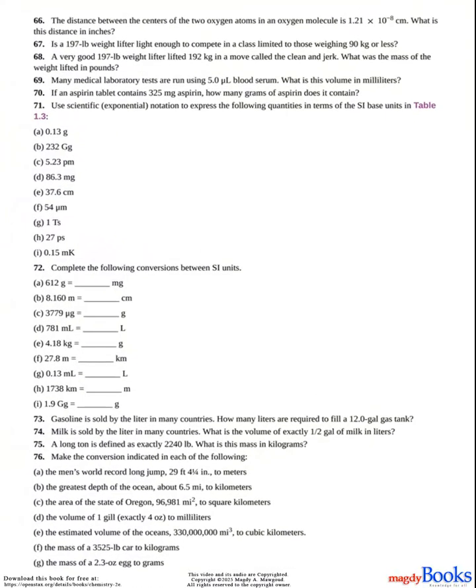66. The distance between the centers of the 2 oxygen atoms in an oxygen molecule is 1.21 × 10^-8 centimeter. What is this distance in inches? 67. Is a 197 pounds weightlifter light enough to compete in a class limited to those weighing 90 kg or less? 68. A very good 197 pounds weightlifter lifted 192 kg in a move called the clean and jerk. What was the mass of the weight lifted in pounds?